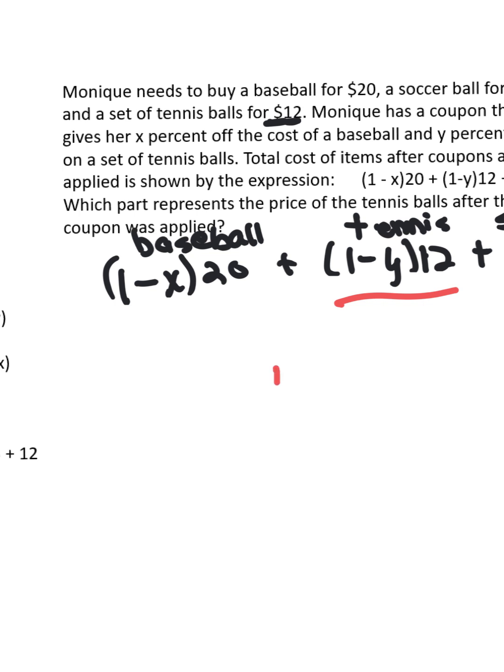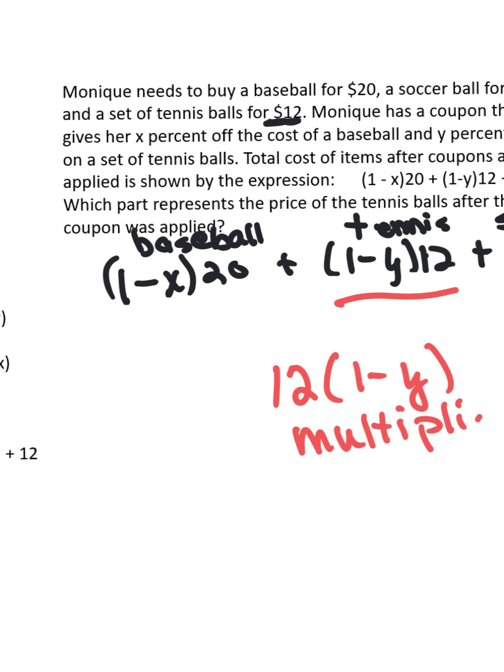Notice again, the answer is 12 times 1 minus Y. This is multiplication. Multiplication is also commutative. Therefore, it is the same thing as 1 minus Y times 12. Therefore, this would end up being answer A.